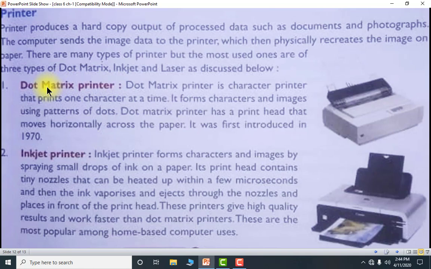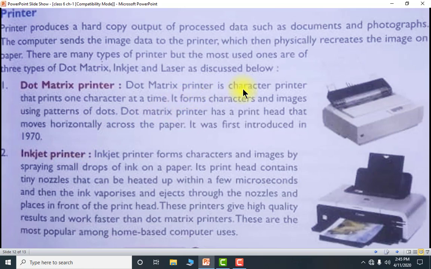Okay, so first of all, what is a dot matrix printer? A dot matrix printer is a character printer that prints one character at a time. It forms characters and images using patterns of dots. It has a print head that moves horizontally across the paper. It was first introduced in the 1970s.